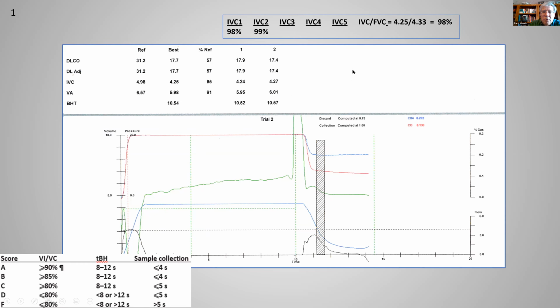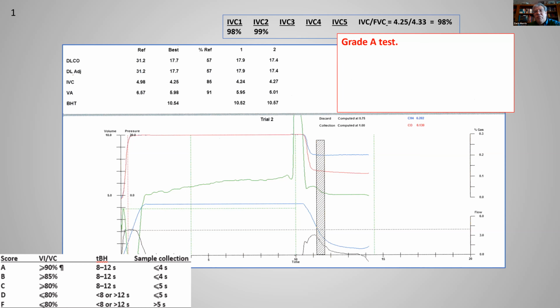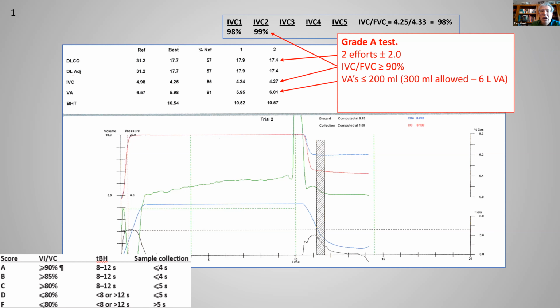Now, we could stop here, but I just want to show you a couple examples to point things out. Here's a test that was called a grade A test. We know that both efforts are plus or minus 2, so we're good there: 17.9, 17.4. IVCs are greater than 90%, okay? They average out to about 98 to 99%, so we're looking good there. We see the alveolar volumes are clearly within 200 milliliters. Actually, because they're almost 6 liters, we're allowed to be 300 milliliters between them. Breath hold times are good, between 8 and 12 seconds, okay?